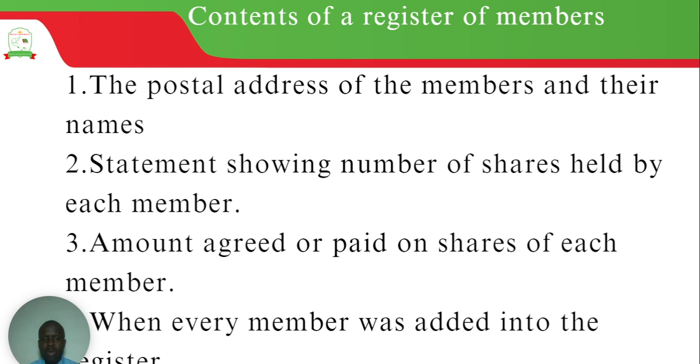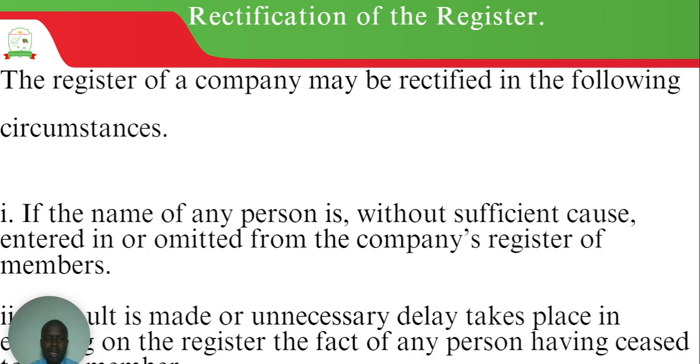There are situations where the register can be rectified or altered. These circumstances are, number one, if the name of any person is entered in or omitted from the company's register without sufficient cause. So we can have a mistake of omission of a name, or omission of a person who is deemed to be a member but is not appearing in the register. That we can allow for rectification, so that we can now add the name.